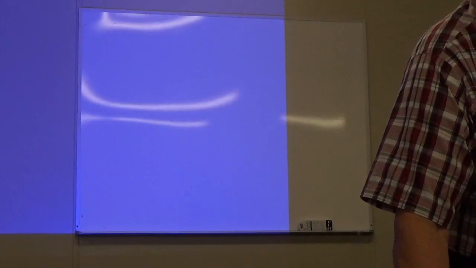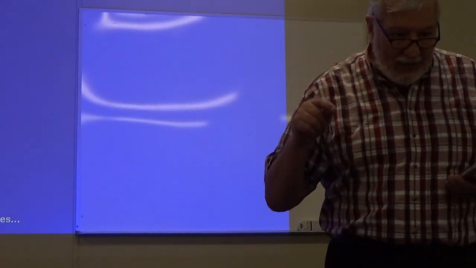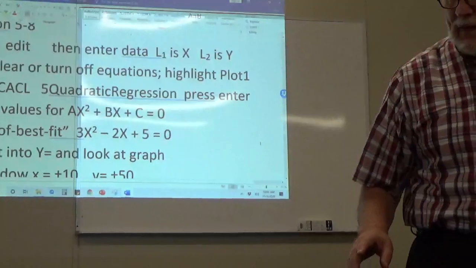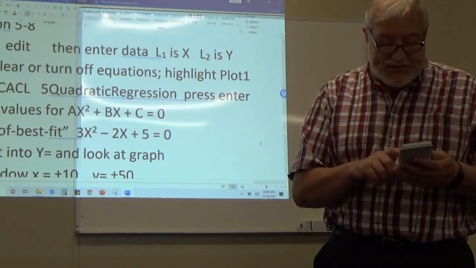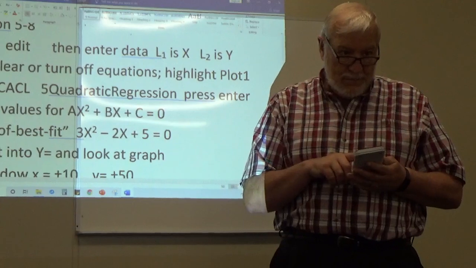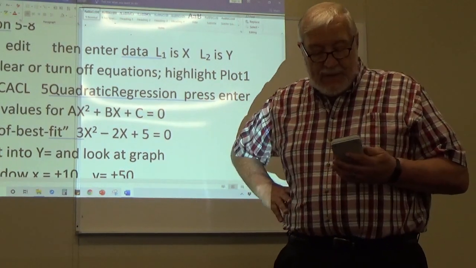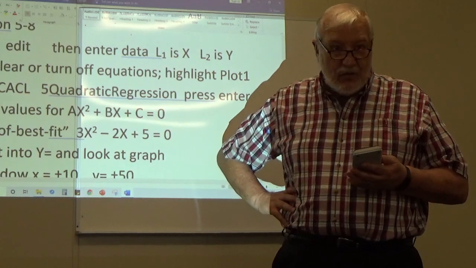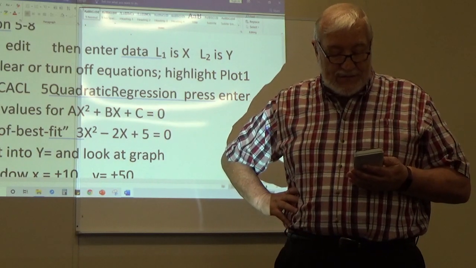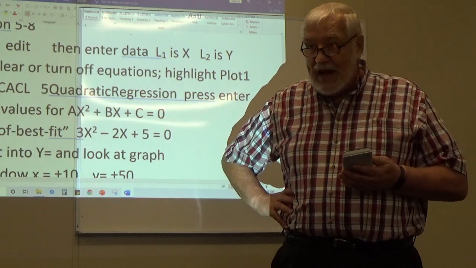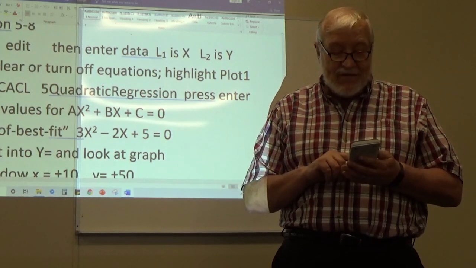Now, what we want to do is we want the calculator to calculate it. We want a curve to go in there. So what we're going to do is go to stat again and slide over 1 for calc. Now, we want a quadratic equation. So which one are we going to use? Number 5. So all you have to do is press 5.